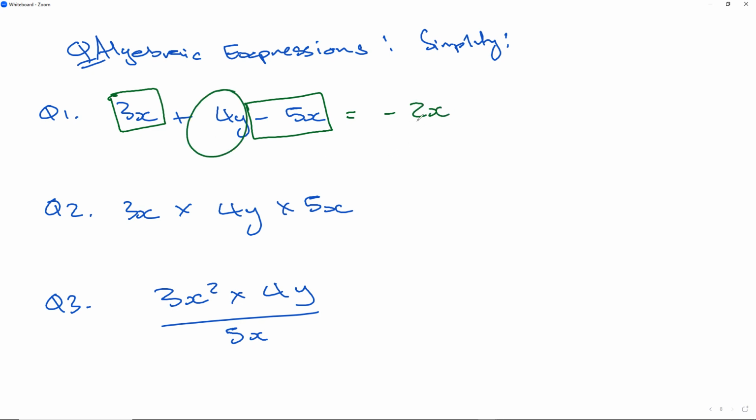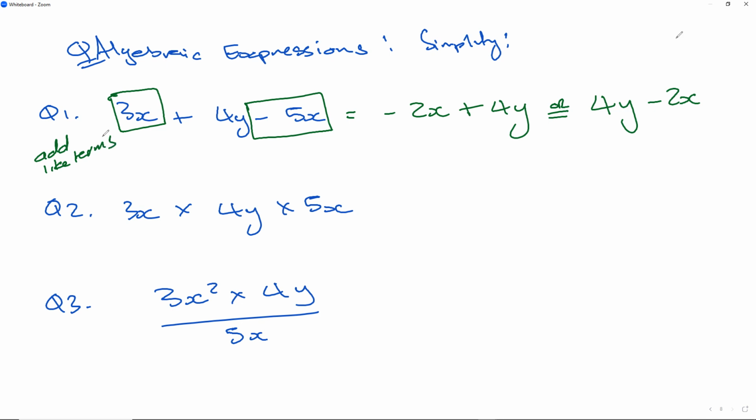And plus 4y has nothing to add or subtract with, so I can just write plus 4y. And I can also write it the other way around. I can write 4y minus 2x, and it means exactly the same thing. All right, so here we're adding like terms.